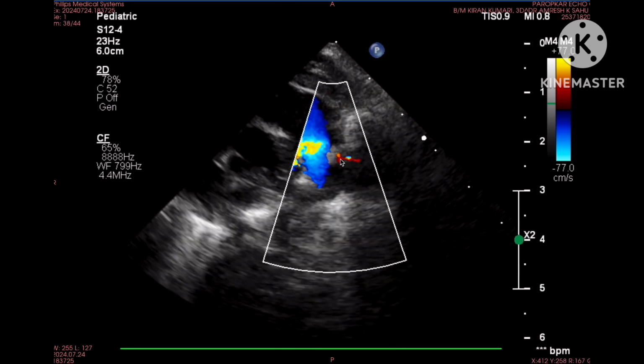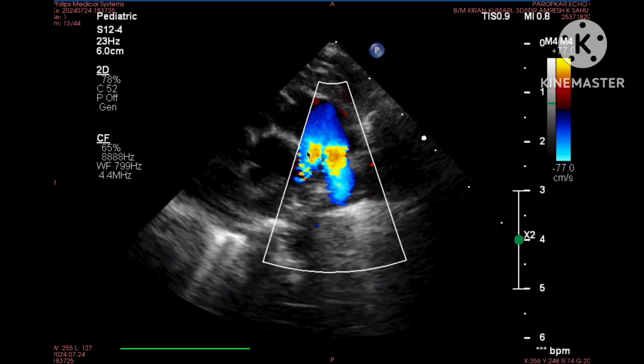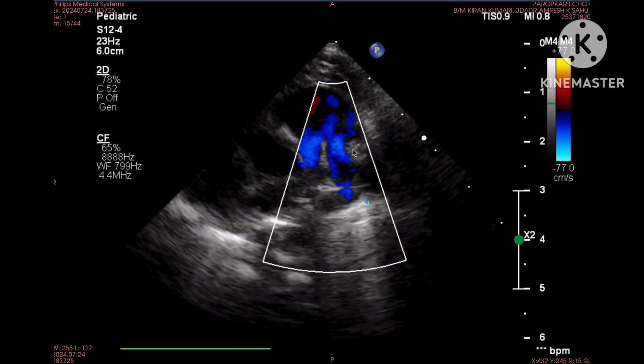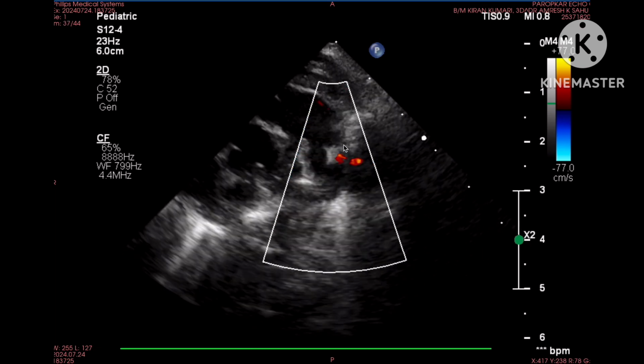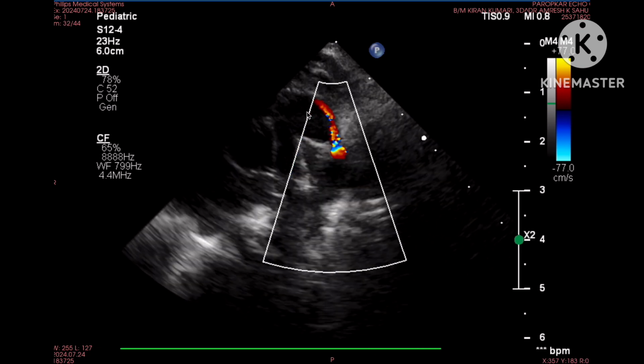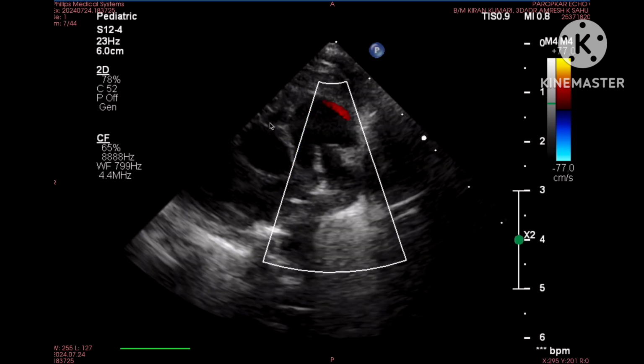Next image is again the same thing. Right pulmonary artery branch, left pulmonary artery branch, and then patent ductus arteriosus, and that has bidirectional flow indicating raised right ventricular systolic pressure, raised pulmonary artery systolic pressure.